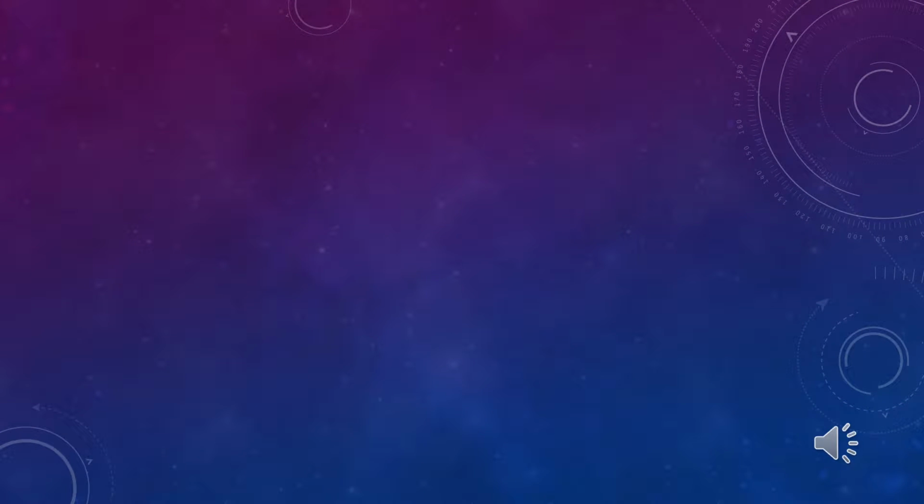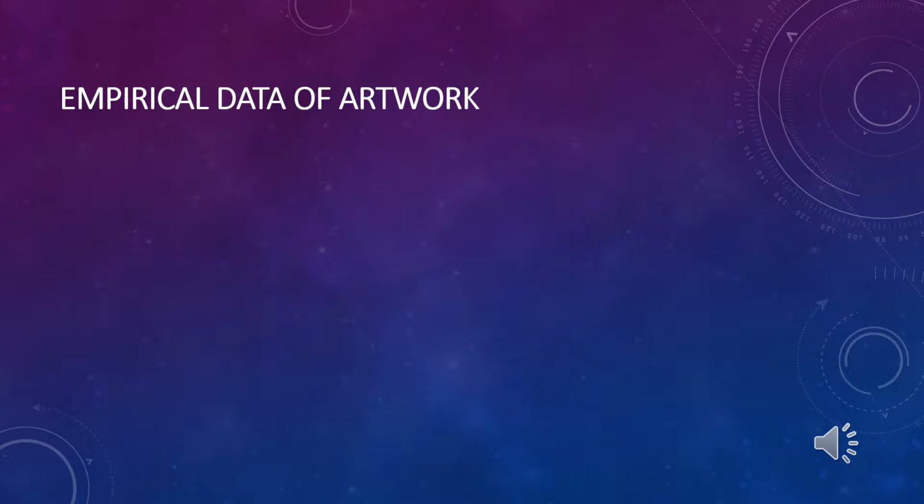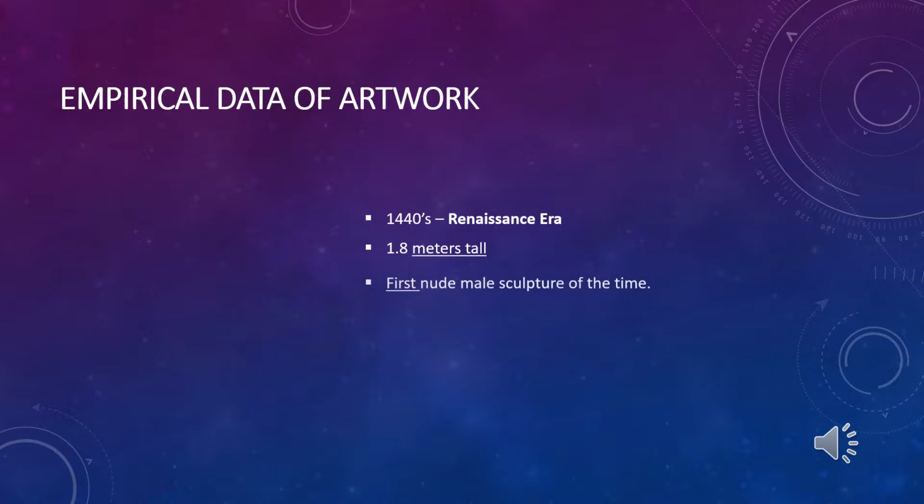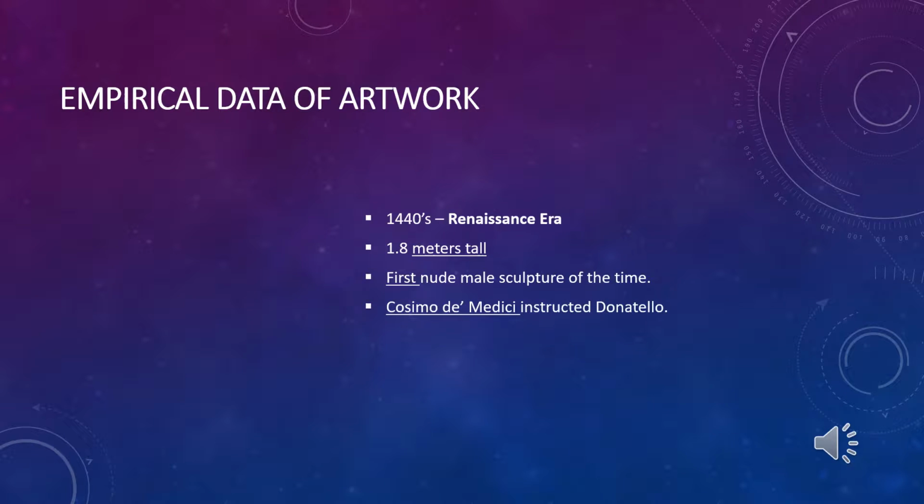It is believed that Donatello was instructed by Cosimo de' Medici in the 1440s to sculpt the David. The David was the first nude male sculpture, which made it controversial. The sculpture stood in the Medici's courtyard and moved from time to time and ended up in the Bargello Museum.